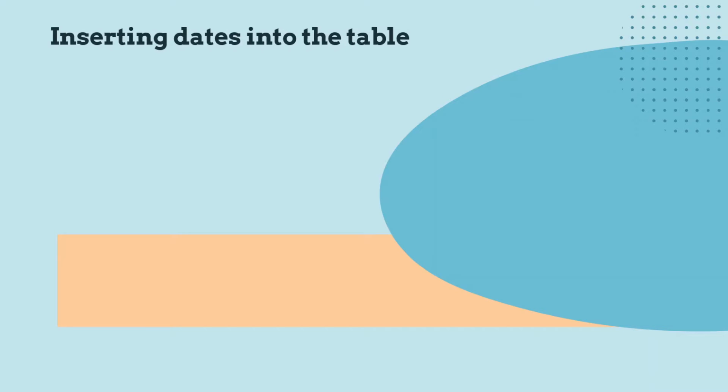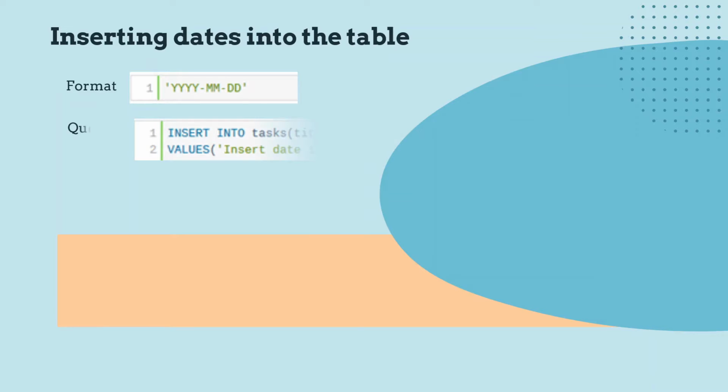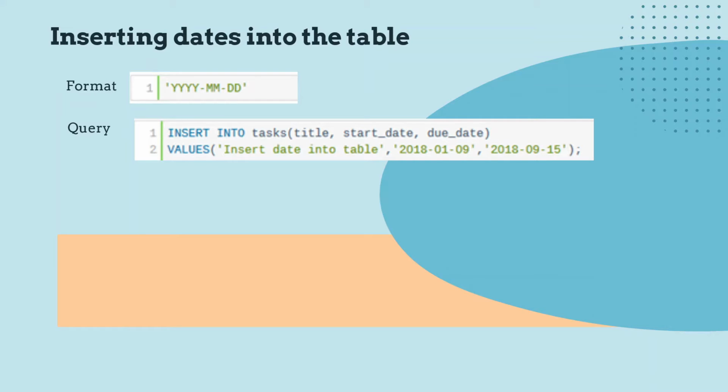And then to insert that value into a column, we can use this following format. In this format, YYYY represents a 4-digit year, MM represents a 2-digit month, and DD represents a 2-digit day. And this is an example of syntax to add a new row to the task table with start date and due date values. Insert into task, and then the columns are title, start date and due date, and then the values are the title of the task and then start date and due date.